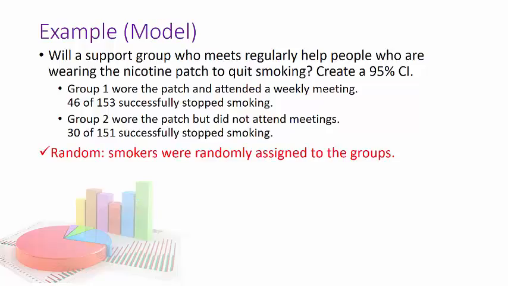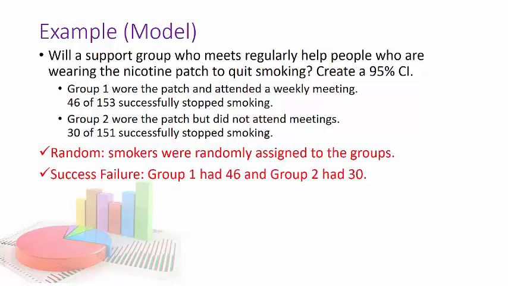Is this random? Well, the smokers were randomly assigned to groups. You didn't know this, but I did, but I didn't feel like filling the screen with all the text. All right, so they were randomly assigned. Success failure, group 1 had 46. Group 2 had 30, all right? And you can look, 46, there's definitely more than 10 left. 30, 151. I would go ahead and write down those values for failures as well.